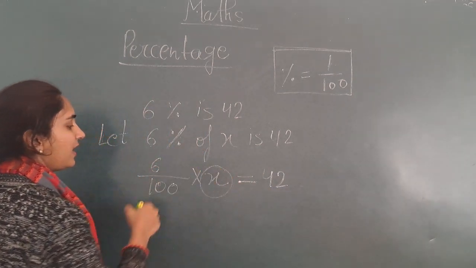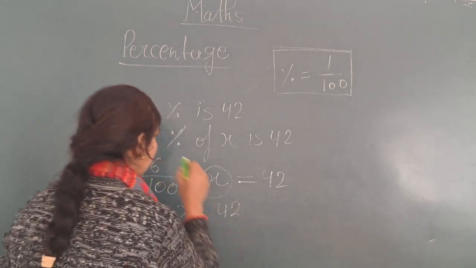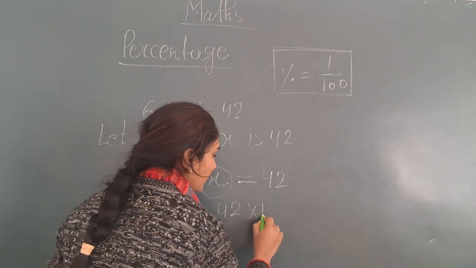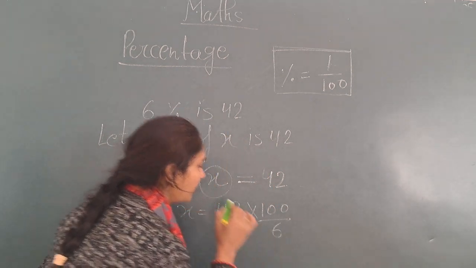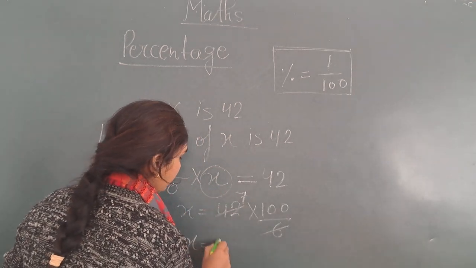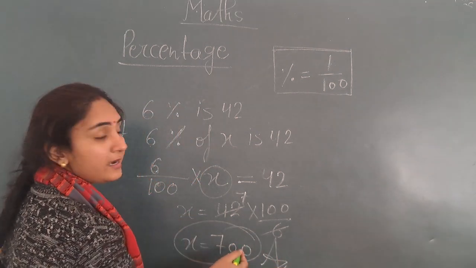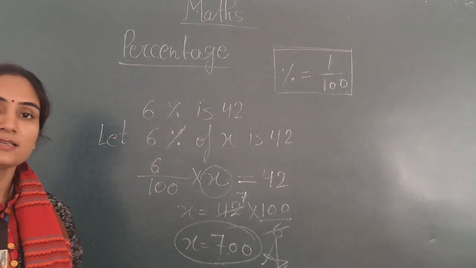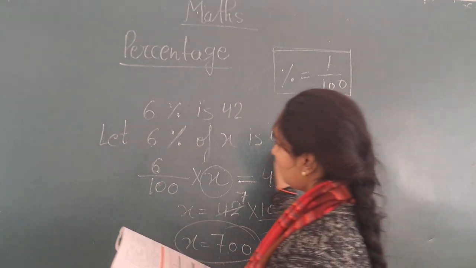Now we have to find the value of x. So we will transpose the numbers. Transpose this fraction to the other side, so the numerator becomes the denominator and the denominator becomes the numerator. Got it? 6 7s are 42. So x is equal to 700. That means 700 is the number whose 6% is 42. Is it clear? Okay. Now the next question.